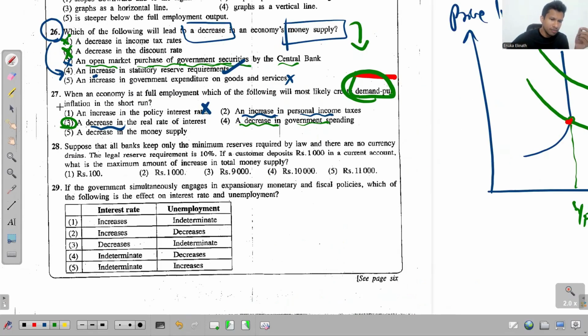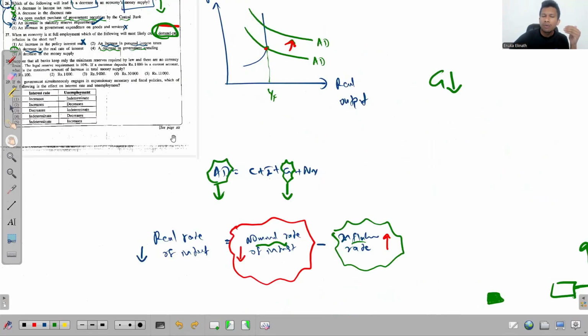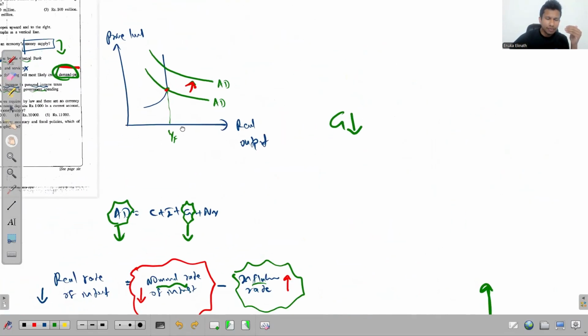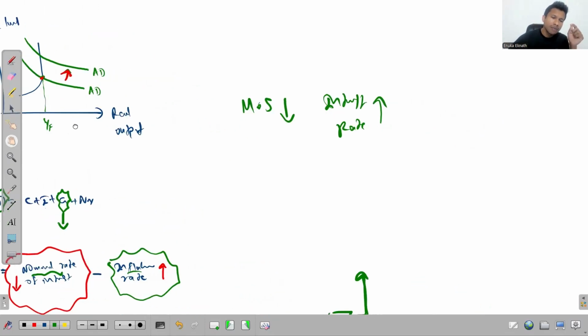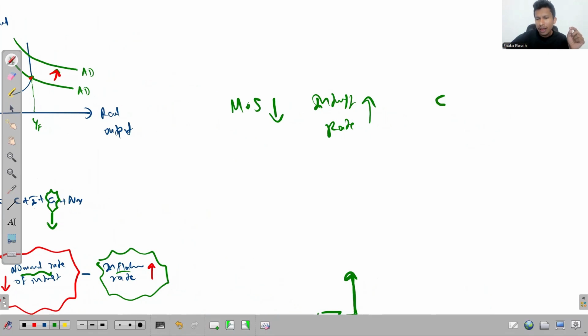Look at the fifth one. A decrease in money supply. See, when money supply decreases in the economy, usually what happens to the interest rate? Let me write here. When money supply decreases, what happens to the interest rate? Interest rate usually increases. And when interest rates get increased, consumption will be demotivated, investment will be demotivated.